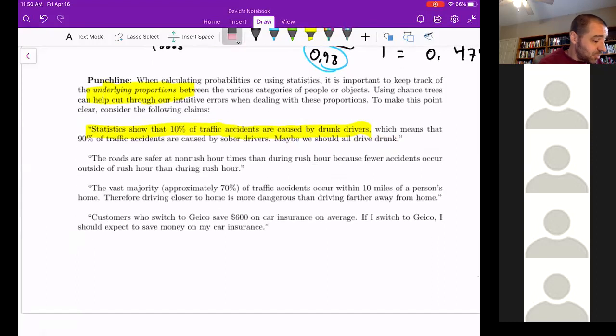Here's one that's a little more subtle. I've heard this claim many times, even though it's the same kind of idea. Oh, no, sorry, not this next one, the one after that. But anyway, there are way more accidents during rush hour than during non-rush hour. So we can just conclude that non-rush hour times are safer than rush hour. But to Zach's point, there are just more people driving at rush hour than non-rush hour. So there's an underlying proportion issue.